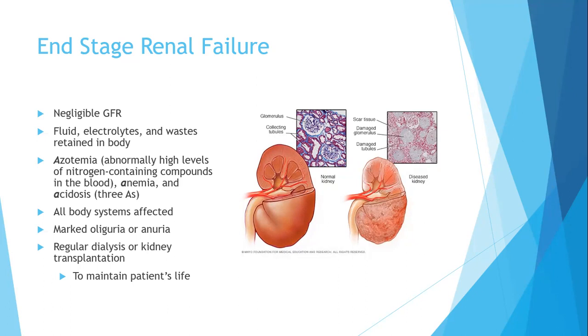All of your body systems are affected because your kidneys affect all of your body systems. You have marked oliguria and anuria, which means decreased urine volume and sometimes no urine volume. Regular dialysis or kidney transplantation is needed to maintain the patient's life. So end-stage renal failure is serious, serious stuff.